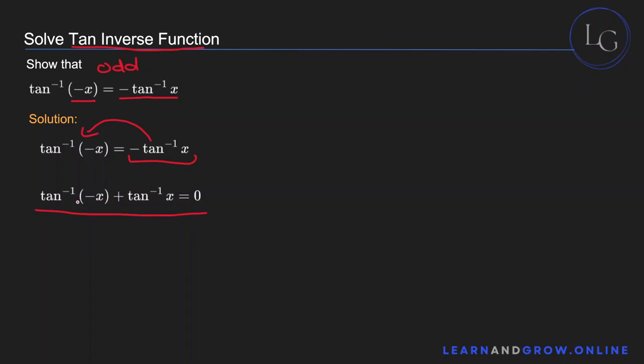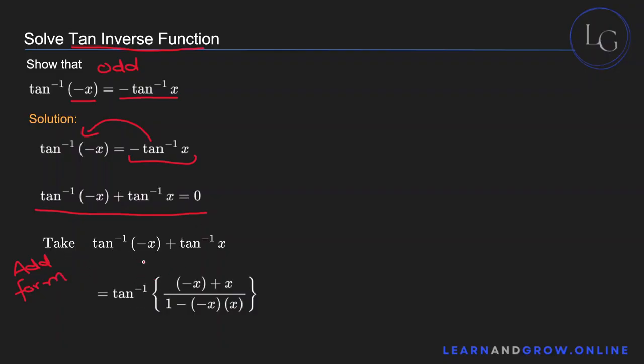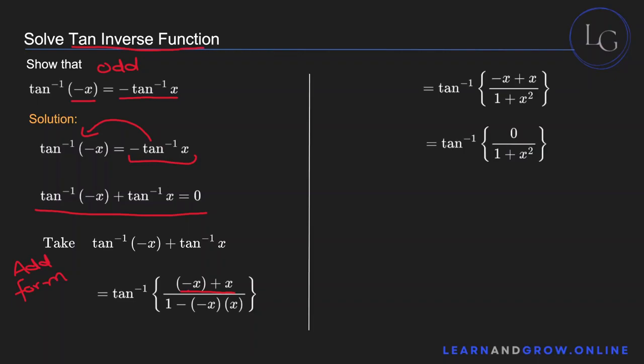So let's see how the left hand side becomes equal to 0. Well, you take the addition formula of the tangent inverse function, and that gives you this. So tangent inverse of minus x plus tangent inverse of x is equal to tangent inverse of (minus x plus x) over (1 minus (negative x) into x). So this numerator becomes 0 because it's minus x plus x, and the denominator becomes 1 plus x squared, right?